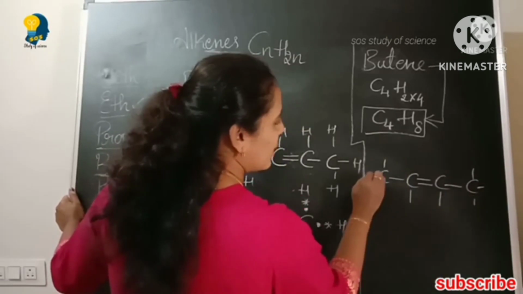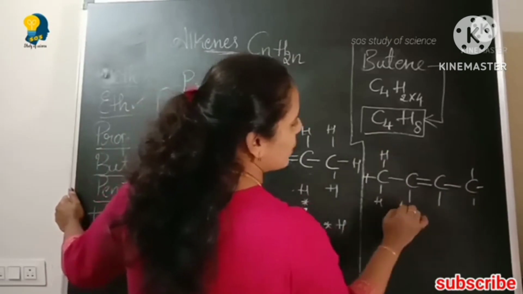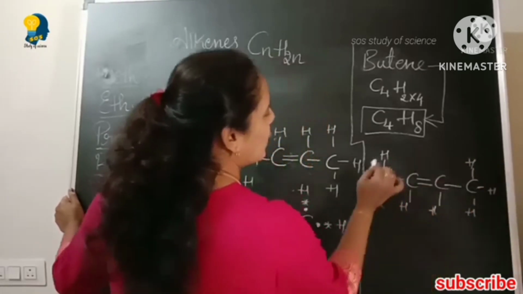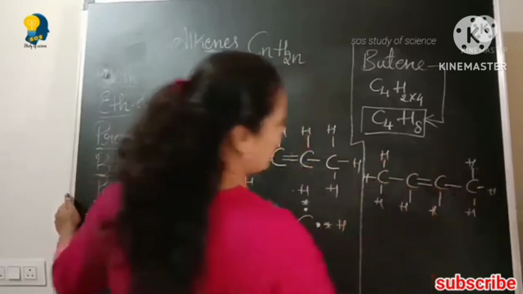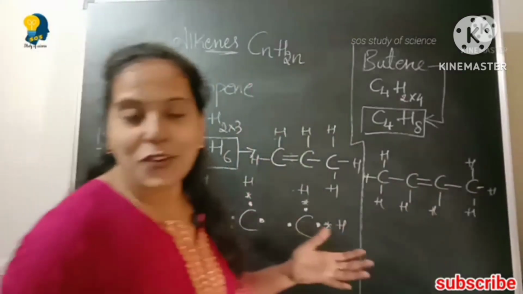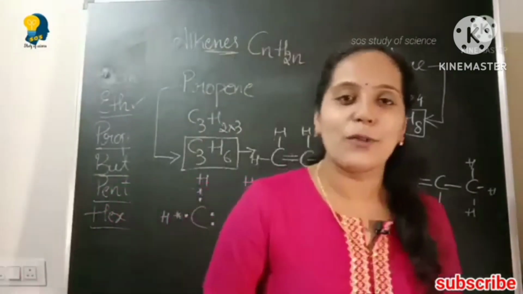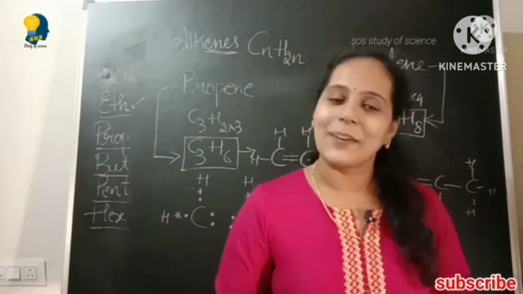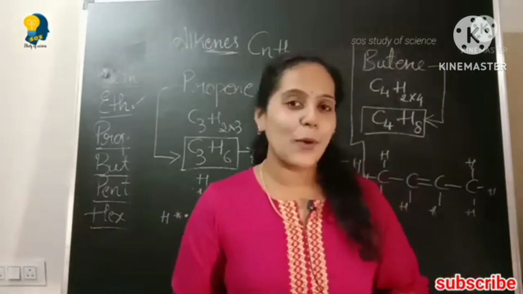Now we have to write the hydrogen atoms. How many hydrogen atoms should be there? There should be 8. 1, 2, 3, 4, 5, 6, 7, 8. So done, right? Will you try writing the electron dot structural formula for butene? If you have tried and got it correct, do comment in the comment section. So this is all about alkene, guys.